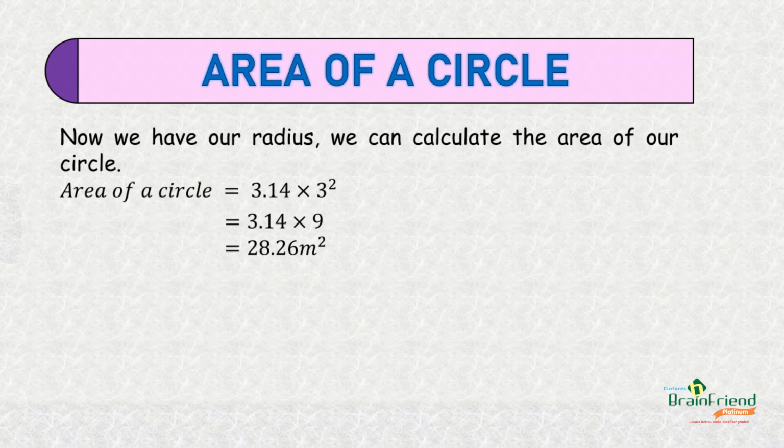Pi was given to us to be 3.14. So the area of our circle will be equal to 3.14 multiplied by 3 square. 3 square is equal to 9. So we will have 3.14 multiplied by 9, which will give us 28.26. So the area of our circle is 28.26 meters square.